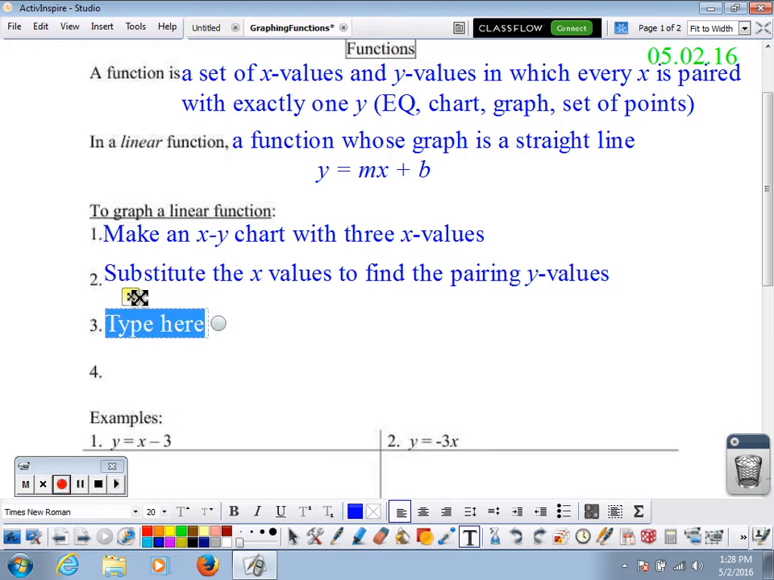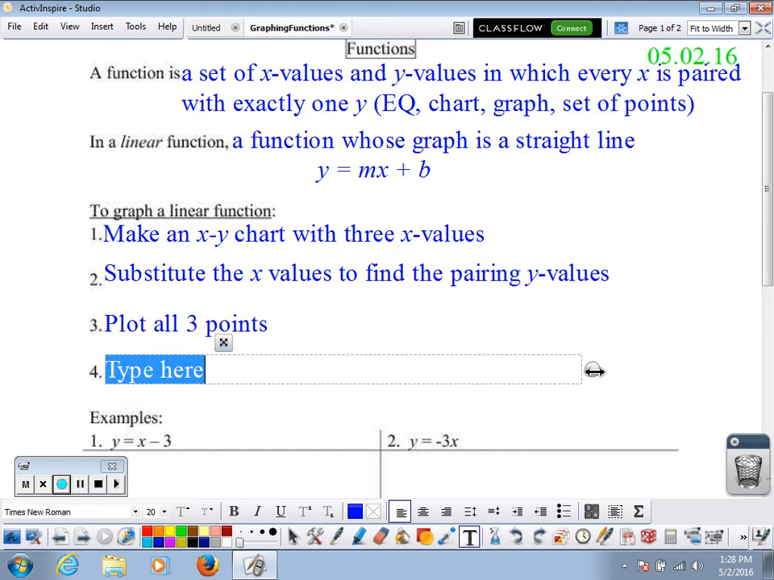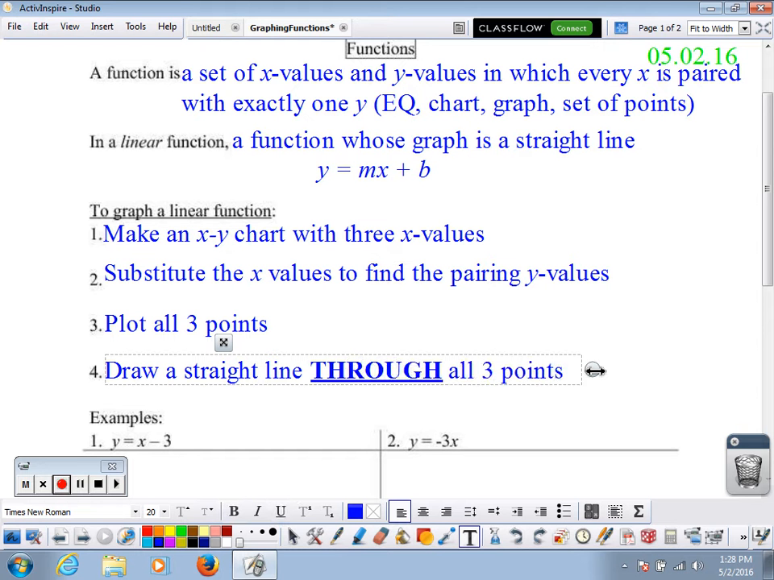Okay, now once I have those 3 points, I have x and y coordinates, we plot all 3 points. Take them onto that graph, and we plot those points. Now we take a step back at that point, and we make sure those points are in a straight line. If they aren't, we made a mistake. We go back and we fix it. Okay, but once they're in a nice straight line, then we draw a straight line through all 3 points.